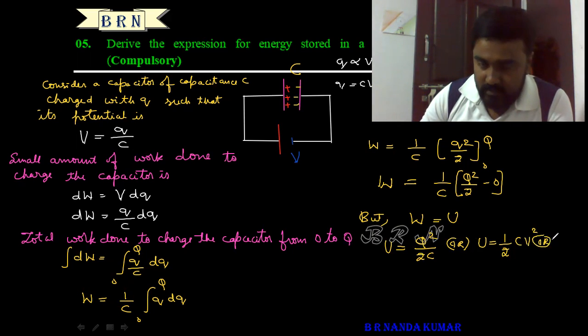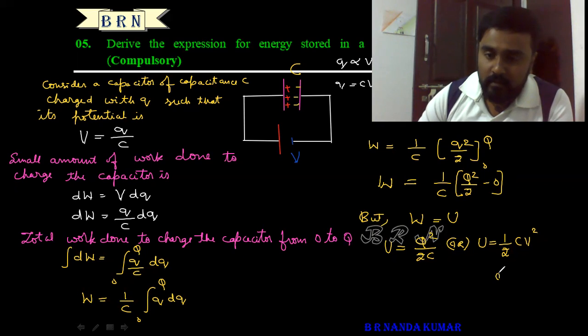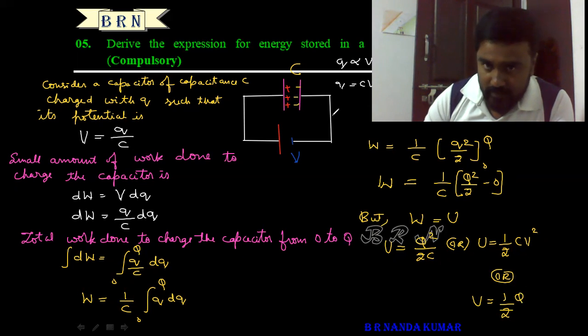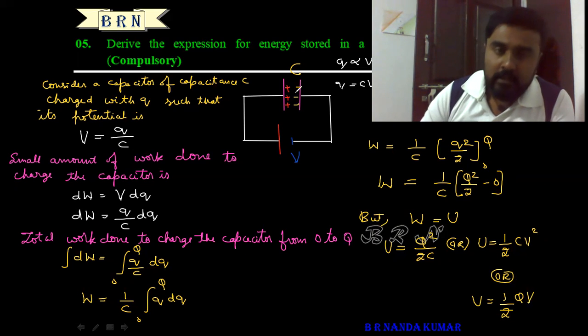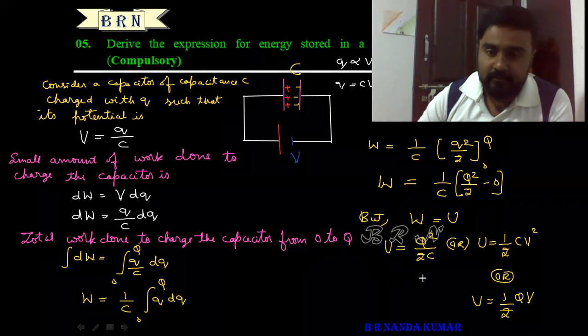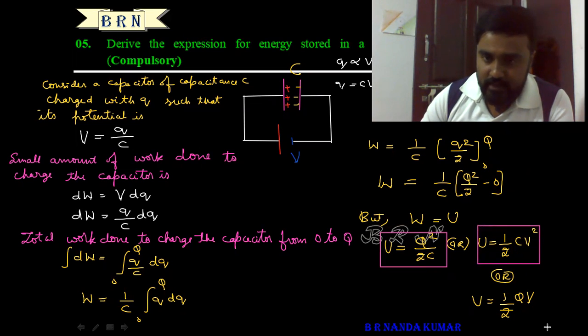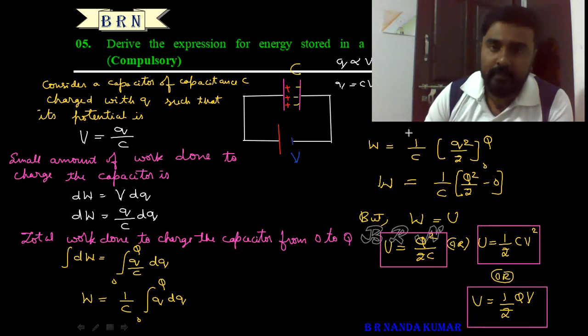Or in other words, we can write another form: U is equal to half, keep Q as it is, Q by C is V, so half QV. These are the different mathematical expressions for electrostatic potential energy stored in a capacitor: Q square by 2C, half CV square, half QV. This is a very important three-mark derivation.